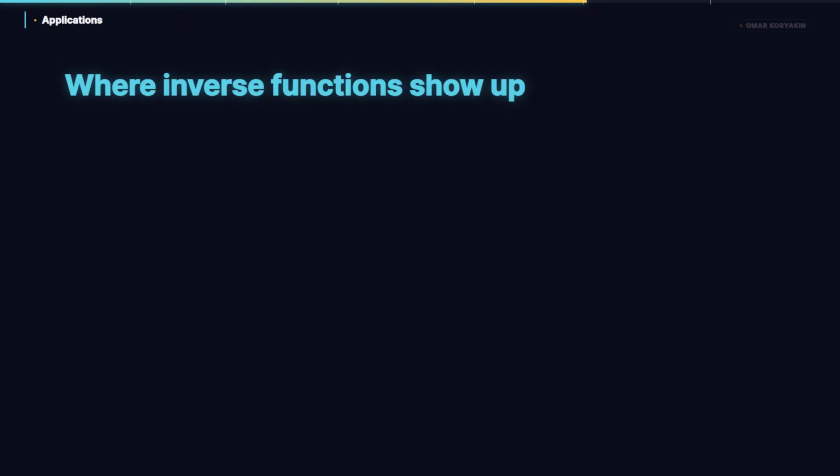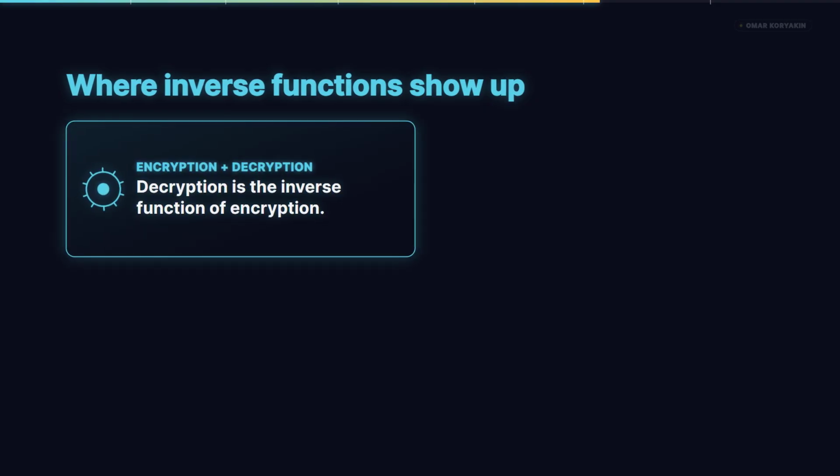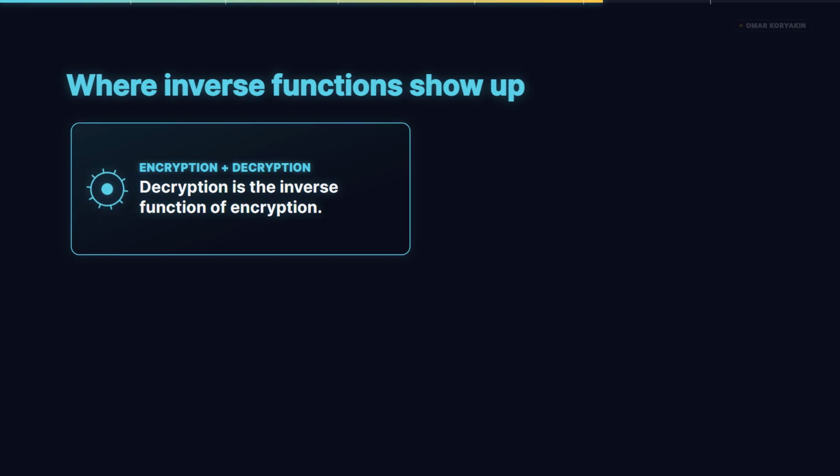Inverse functions are the universal undo operations across every quantitative field. Anywhere a forward operation is defined, the inverse operation that recovers the original input is also useful, often essential. Four broad sectors below. In encryption and decryption, the decryption function is the inverse of the encryption function.